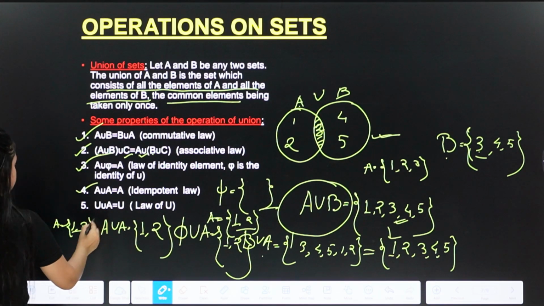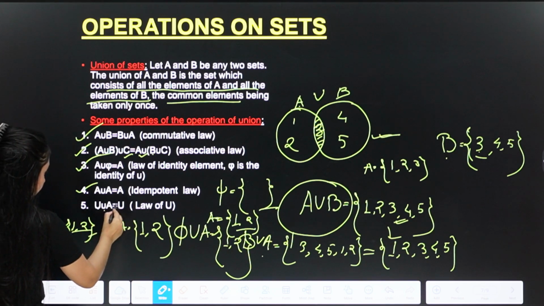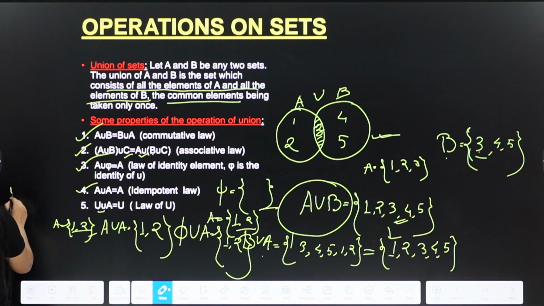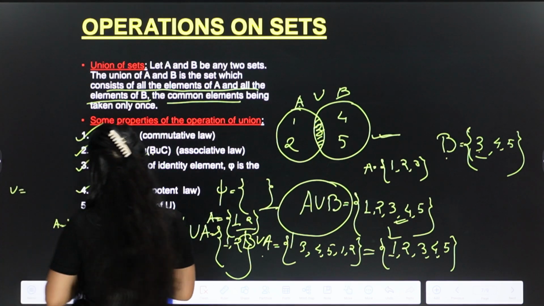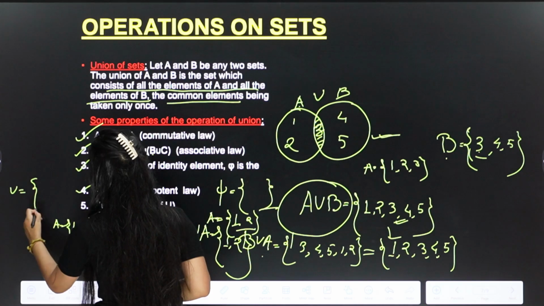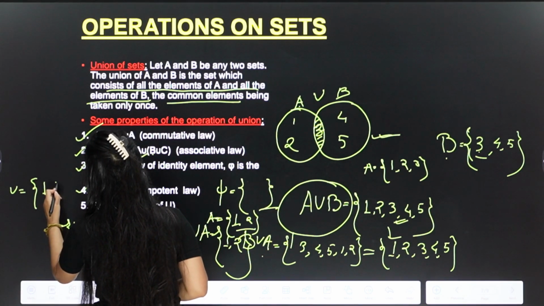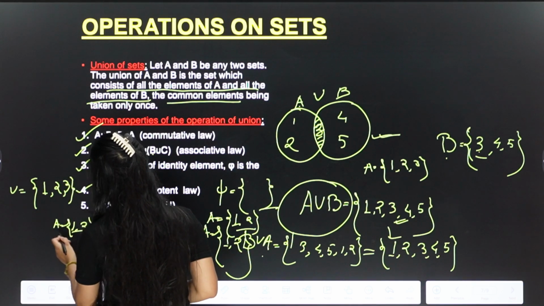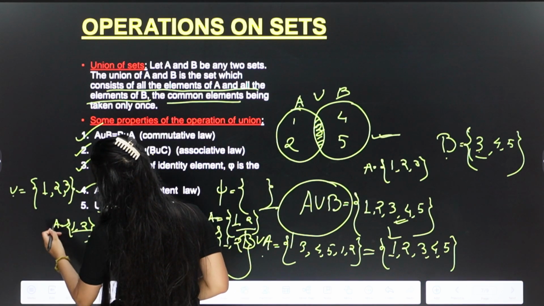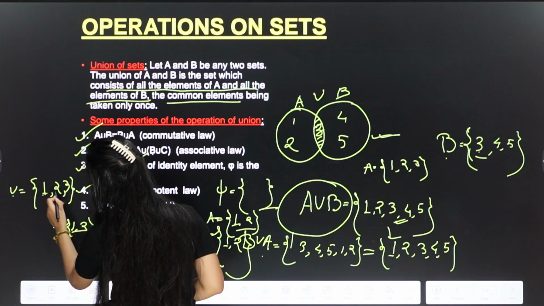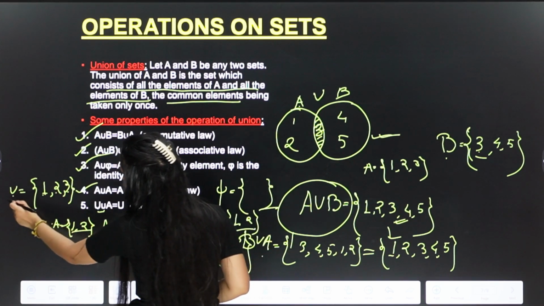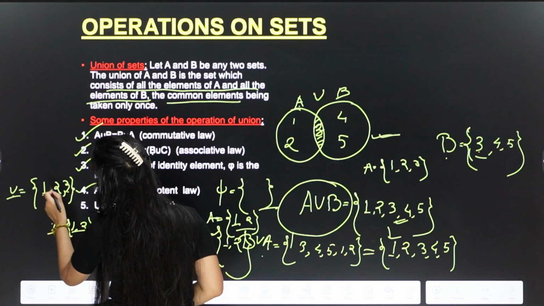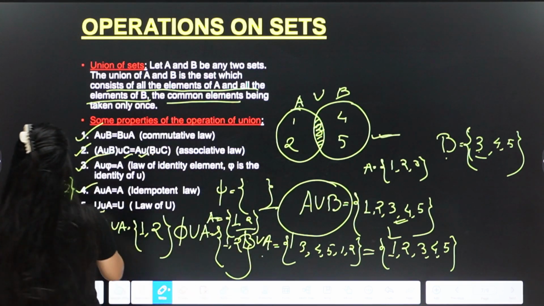Again, we have the fifth property, that is U union A is U. And we know that U is the universal set. So if U is equal to 1, 2, 3, and A is 1, 2, then U union A is equal to 1, 2, 3. That is the elements present in U and in A together, that is 1, 2, 3. So the fifth property is also satisfied.